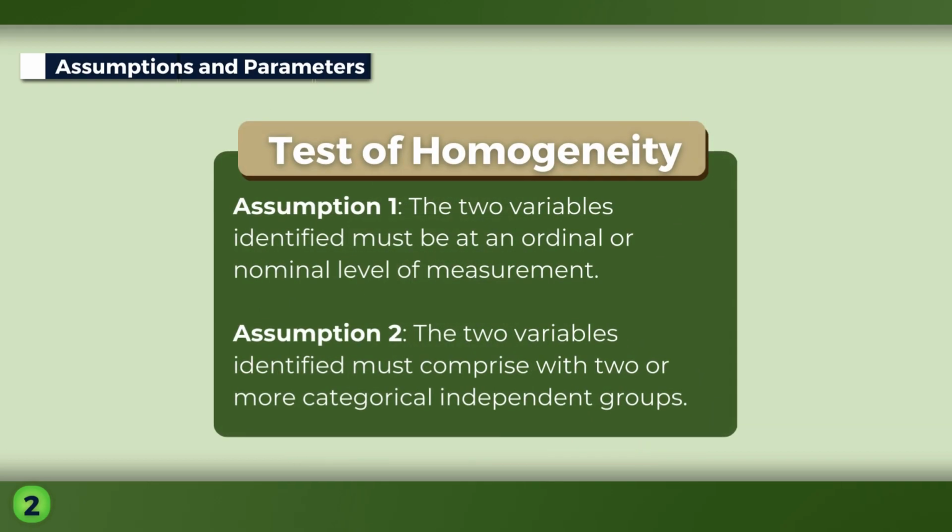Now, for the test of homogeneity. For our first assumption, the two variables identified must be at an ordinal or nominal level of measurement. Our second assumption is that the two variables identified must comprise two or more categorical independent groups. This test can draw conclusions if the unknown distribution of variables is shared the same by the given population. It mainly centers on the homogeneous or similar characteristics of two populations depending on the variables.